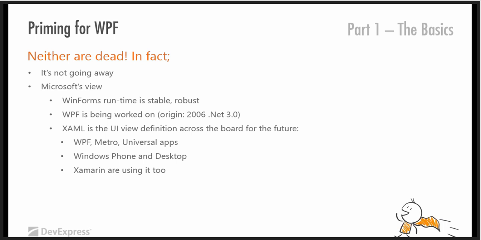And then we think about the phrase XAML, which we see used around in different things. It's basically the declarative language used for defining UI across a number of different technology stacks. So WPF, the universal apps, it's used in Windows Phone as well as desktop development. And you'll see companies like Xamarin are also using it inside their products.